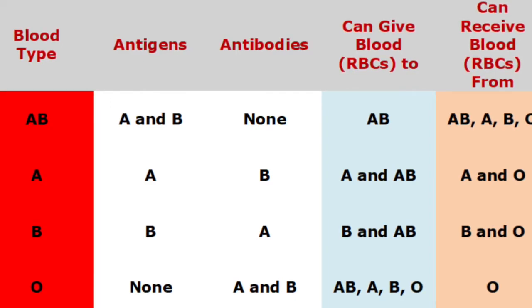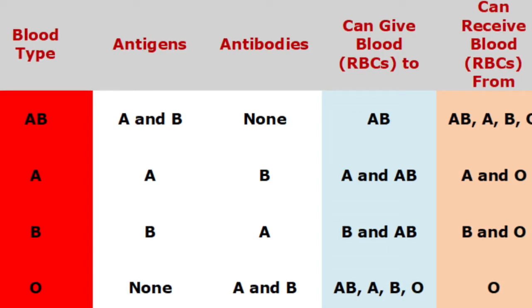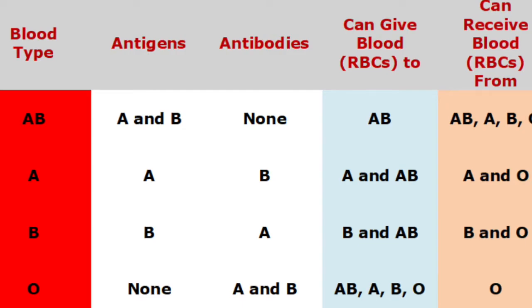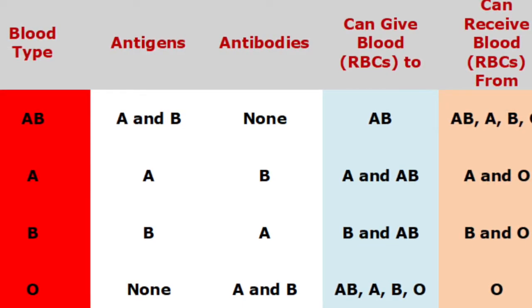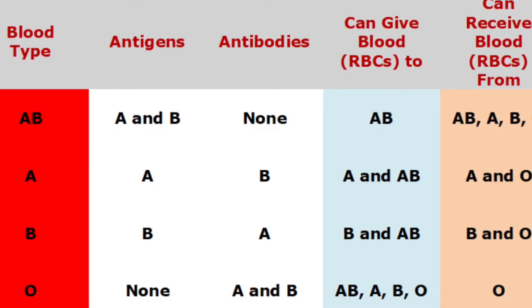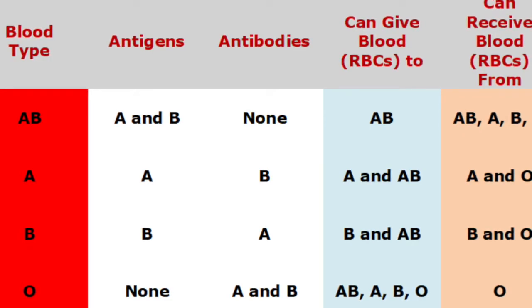They would not mark it as foreign because they don't have any antibodies against it. For type A blood, you will only have A antigens, therefore you will create B antibodies, and you can give blood to those who are type A or type AB. You can receive blood from type A blood or type O blood. Each blood type is always going to be able to receive blood from their own blood type, that's the ideal situation, or from blood type O, that's going to be our universal donor, and we'll get to that here in a second.